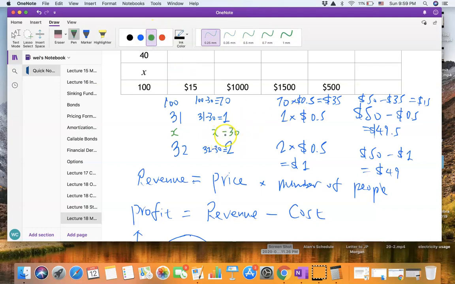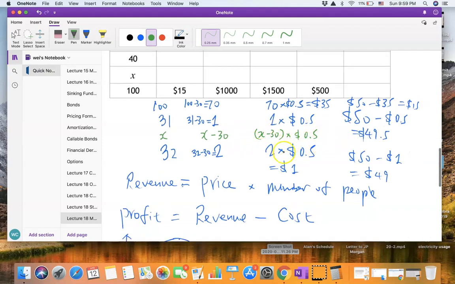Now, so there are x minus 30 people. So the discount will be x minus 30, this many people, multiplied by this number 0.5. This will be the discount, and for the price we subtract this number from 50.